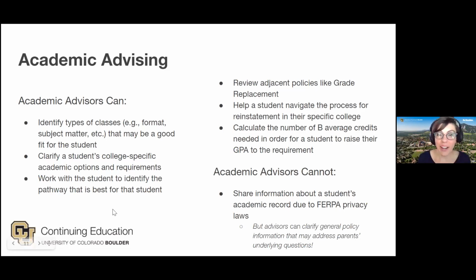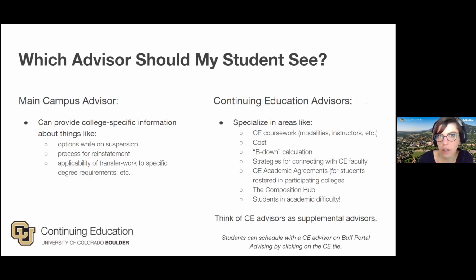With that said, I also want to point out that we can still discuss a lot of things without digging into your student's record. If you're trying to figure out, well, my student was suspended from business, but they don't even like business and now they want arts and sciences, how do we make that change? We can have that discussion without having to pull up the specifics of a student's record.